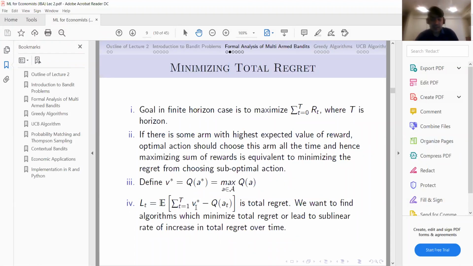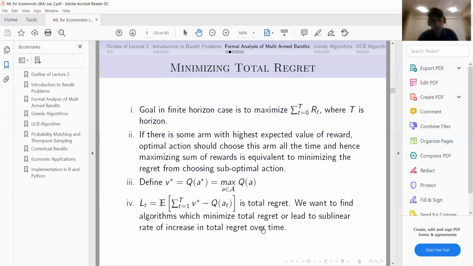We call this a regret because if you chose some action A bar, which is not equal to A star, and it gives you something lower, then V star minus Q of A_t will be positive, right? So this is sort of like an opportunity cost, or a positive regret, because you regret that you did not choose the optimal action A star, and you chose something which is suboptimal. So this is called the regret, or the total regret. It turns out maximizing the sum of rewards is equivalent to minimizing the total regret, and this is more convenient to work with for technical reasons. So the formal analysis of multi-arm bandit problems works with trying to find algorithms which will minimize the total regret, which is this thing.